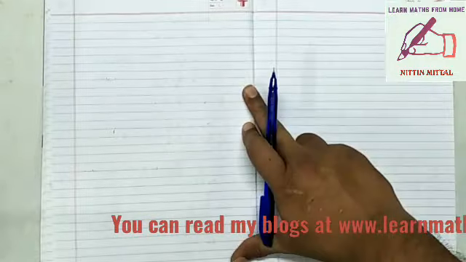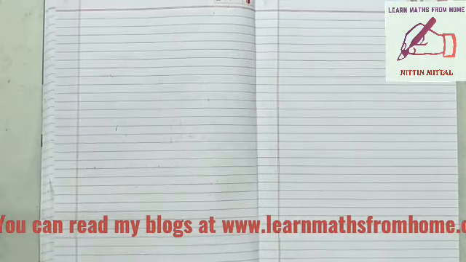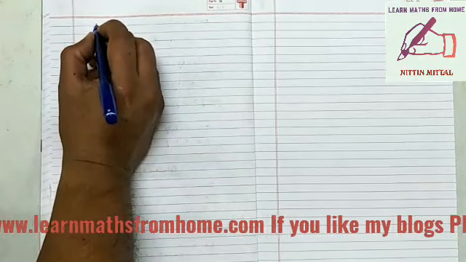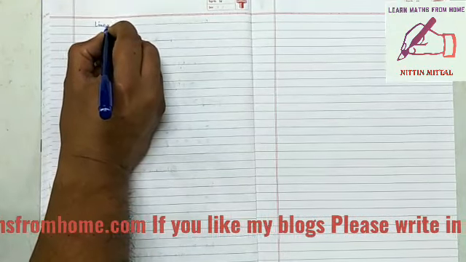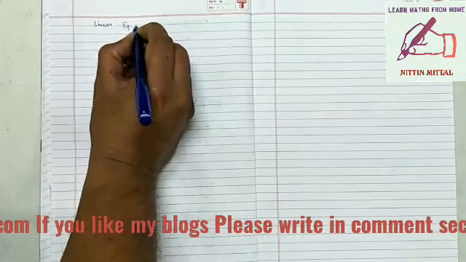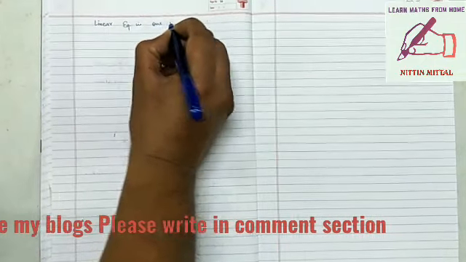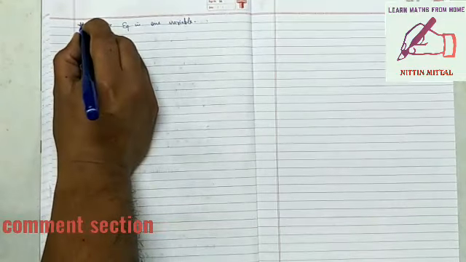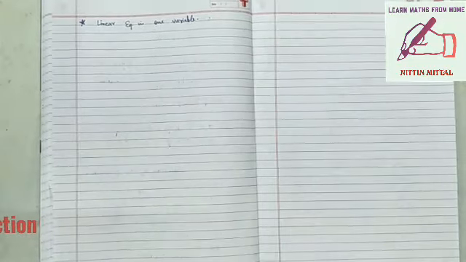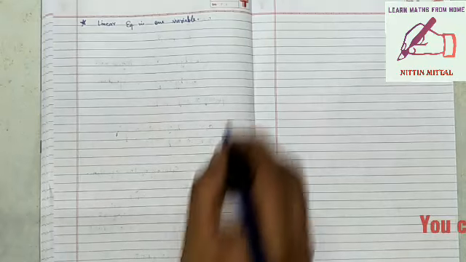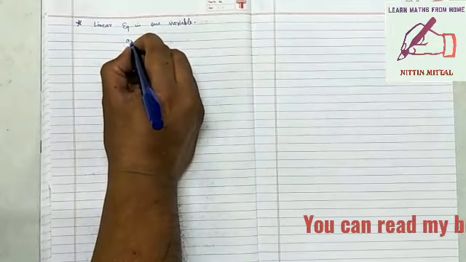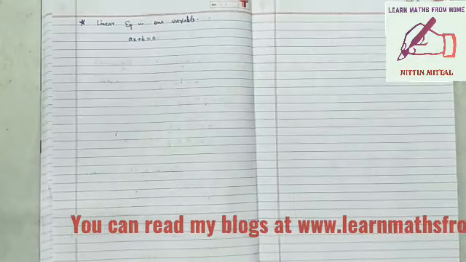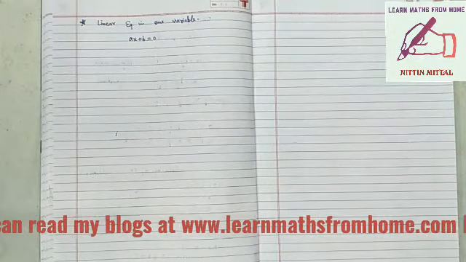Now let me discuss further. Now linear equation in one variable. What can we say about the solution of a linear equation in one variable? First of all, let me see what the standard form of a linear equation in one variable is, that is ax plus b equal to 0. So this is the standard form of a linear equation in one variable.